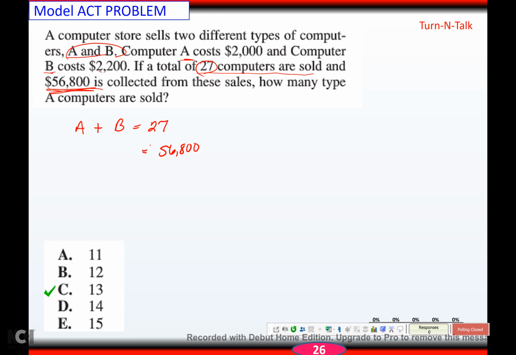Well, I can't say the number of A computers that I sold, but if I want the price for the number of A, I would take the number of A computers I sold and multiply them by their cost, which is $2,000. And then to get the money from my B computers, that would be the number of B computers times their cost, which is $2,200. And then that would add up to the money I made. So there's my system. Okay?